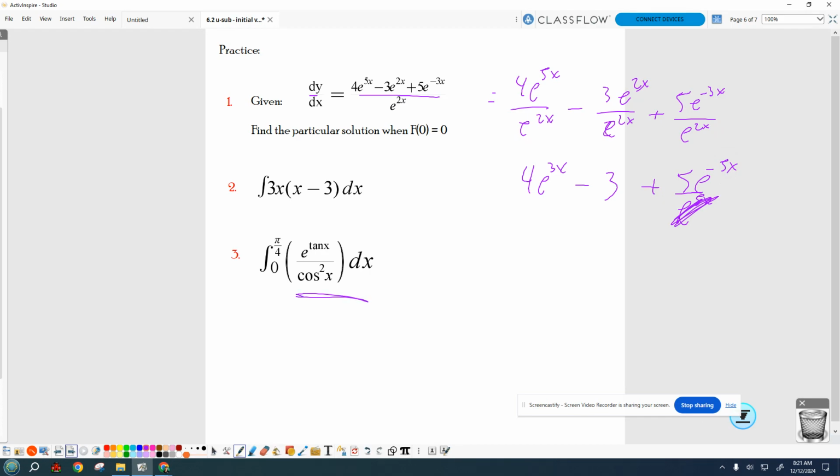This one, what the heck? Impossible. Use substitution. Tangent is going to be the u value and 1 over cosine squared. Well, that's another way of saying secant squared. The derivative of tangent is sitting there, and they will make it look different.